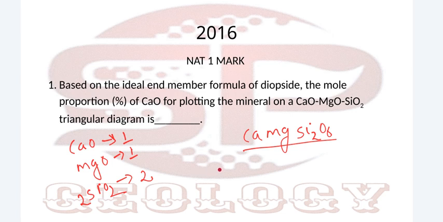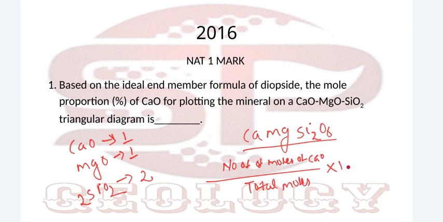The mole proportion of CaO is the number of moles of CaO divided by total moles, into 100. The number of moles of CaO is 1. Total moles we have 1 plus 1 plus 2, that is 4, into 100. It will be 25%.